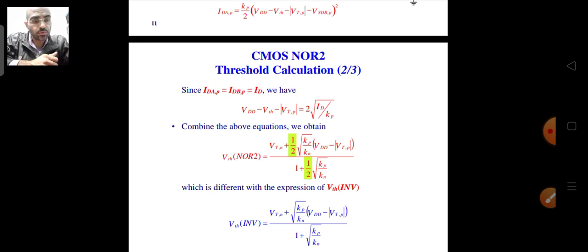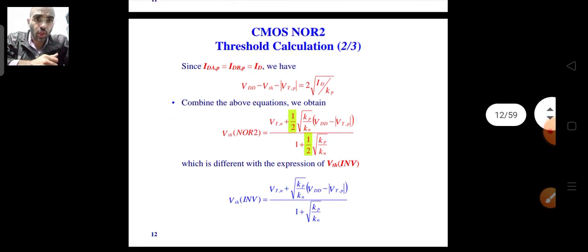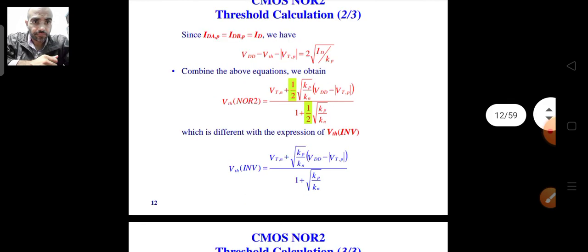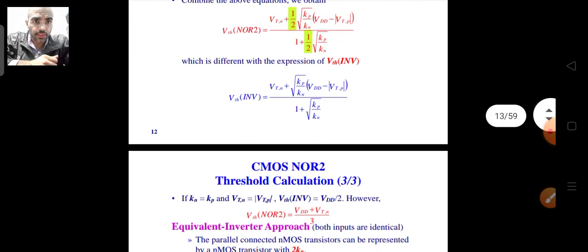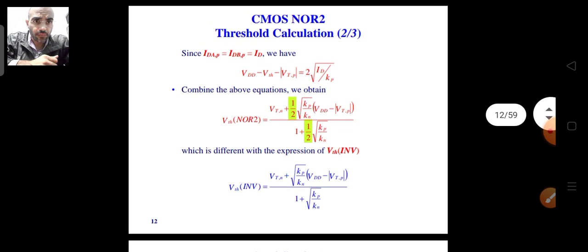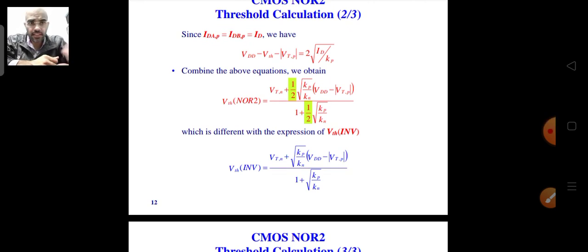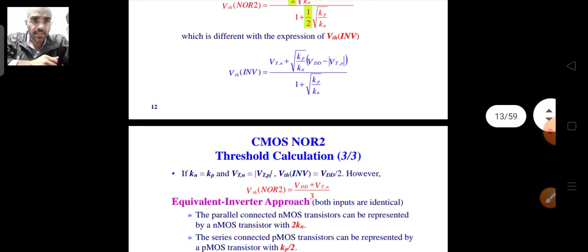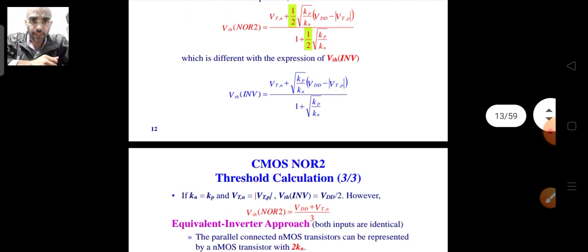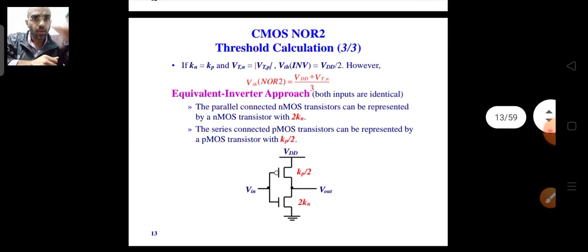So if suppose you want to find the threshold voltage for a 3 input NOR gate, then the 3 input NOR gate VTH will have the same expression but with 1 by 3. So you can try it out. This was the expression, and it is compared with your VTH of inverter. You can see that the expression looks more or less the same as that of the inverter, but there is a little difference.